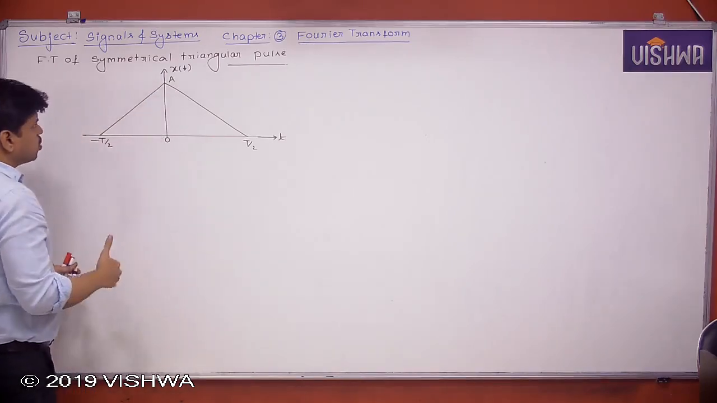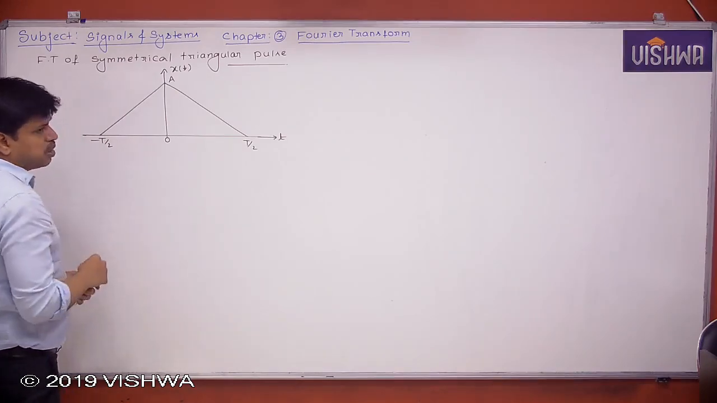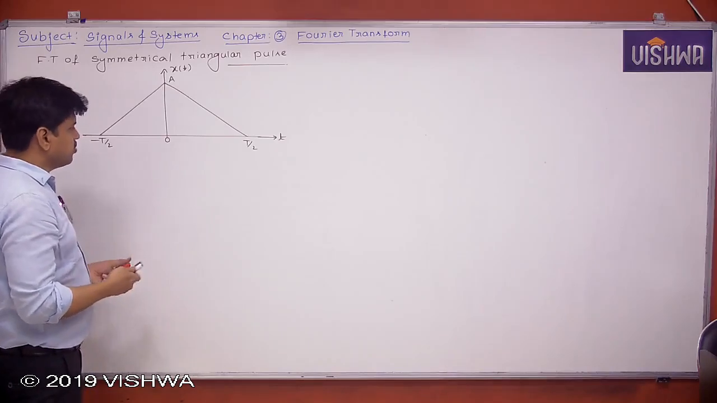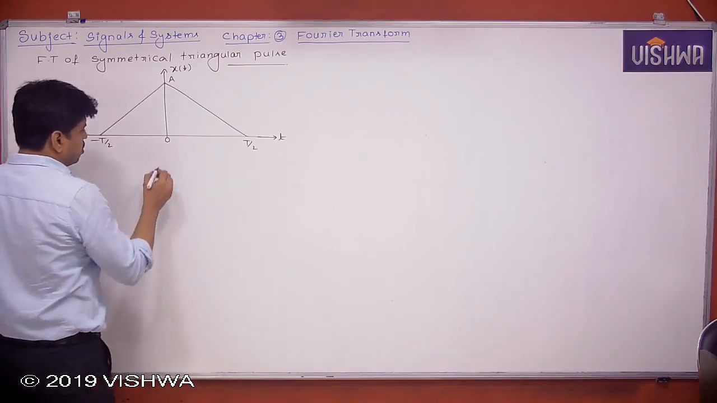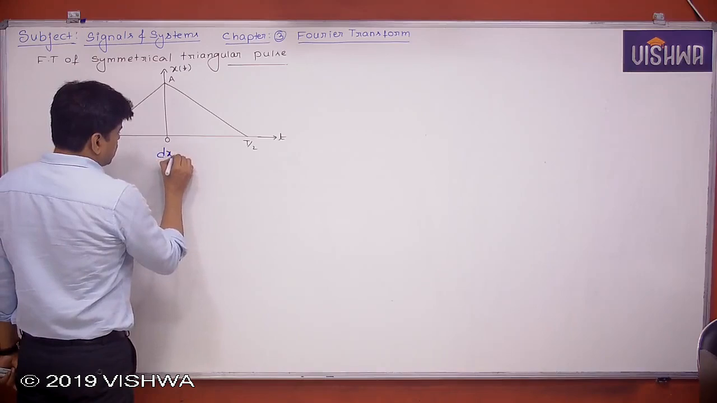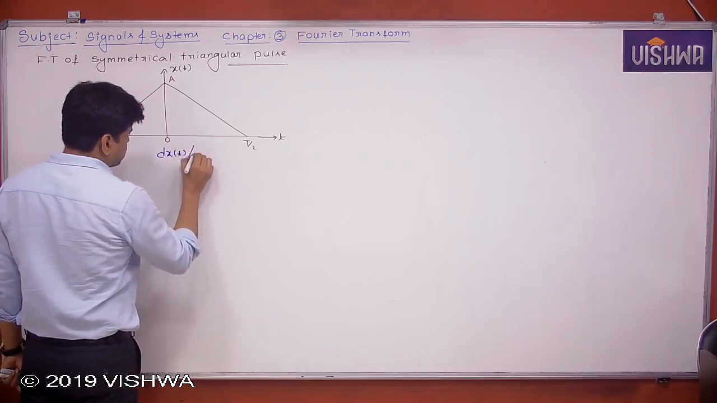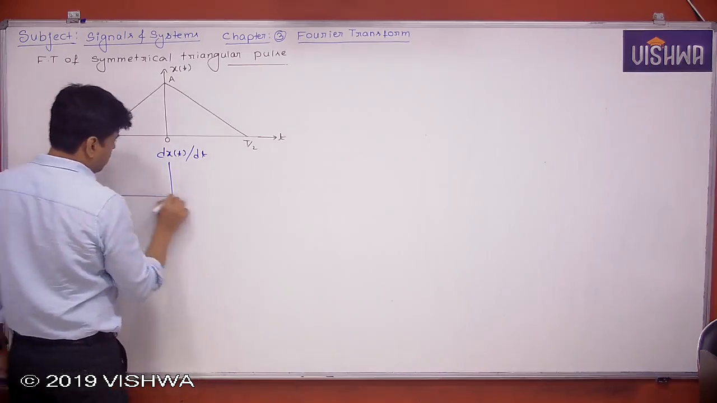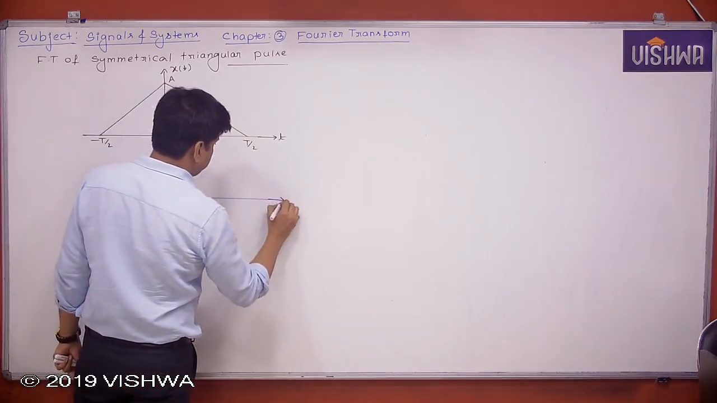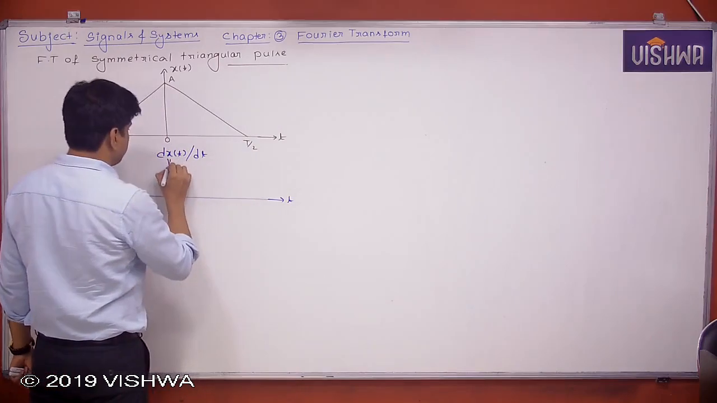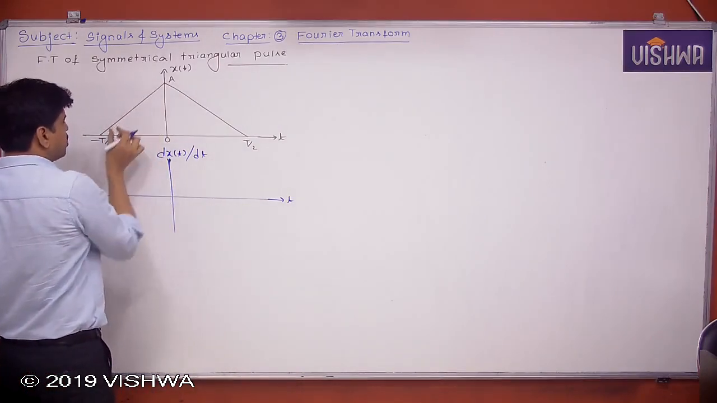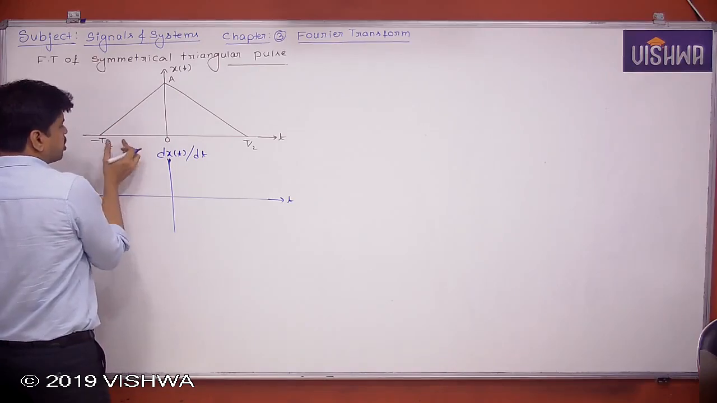Now how to calculate the Fourier transform for this signal? For that I will go for two times differentiation. Let's say dx of t by dt. How will it look? If I differentiate it, what is the slope of this curve? A divided by T by 2, that is nothing but 2A by T.